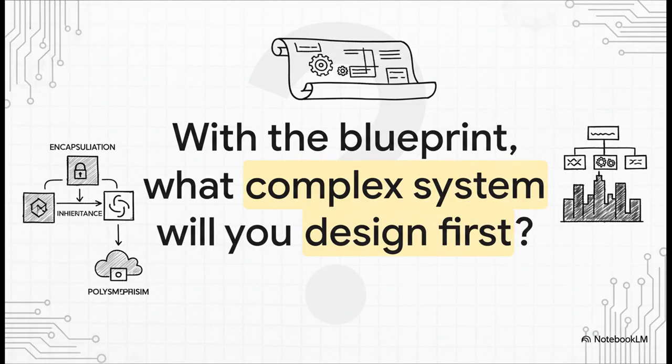So there you have it. We've seen how classes are the blueprints, and we've walked through the 4 pillars: encapsulation, inheritance, polymorphism, and abstraction that form the core principles of great design. Remember, these aren't just features of a language. They are a powerful way of thinking about and structuring complex problems. So that leaves us with just one final thought to chew on. Now that you have this powerful blueprint, what complex system will you design first?